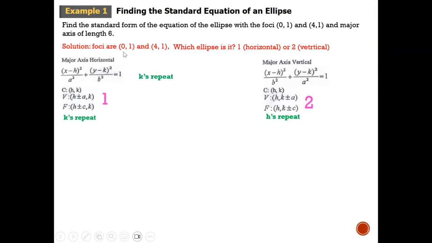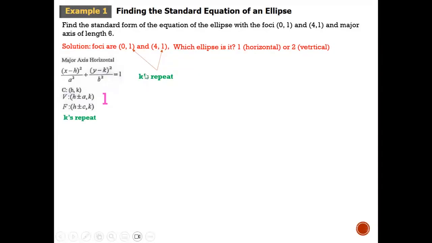If you notice here, guys, the Y values repeat. The Y values repeat, which means it's going to be number 1. So we're going to erase everything that has to do with number 2. So this is the characteristic that we're looking for. With that said and done, guys, we need to find H, K, A, B, and C.